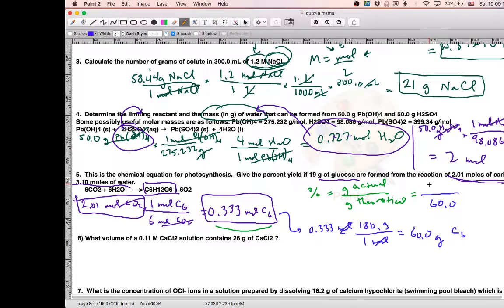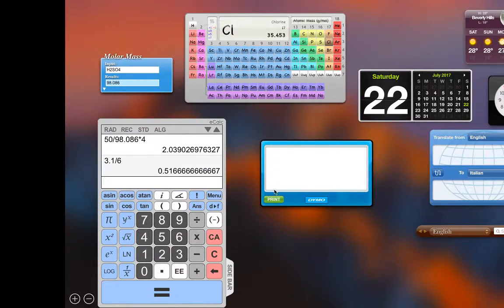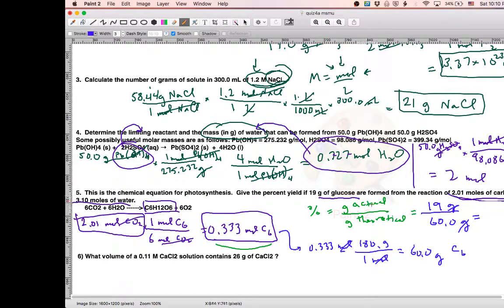And the grams actual is given here, 19 grams. Grams cancel, so the percent has no units except for percent. So it's going to be 19 over 60. 19 divided by 60, and that's going to be 32%. You see that's 3.3166, but there are only two significant figures in 19, so the answer can only have two significant figures. I rounded to 32, and it's a percent.